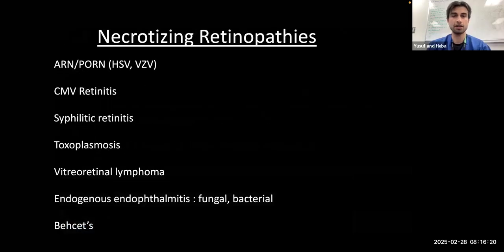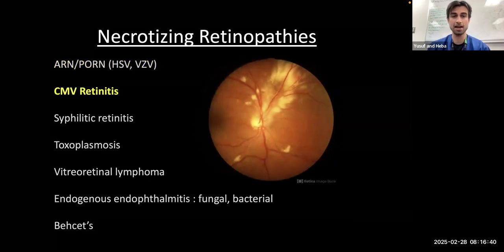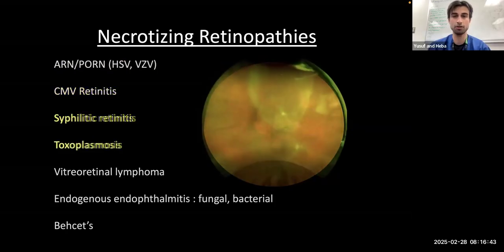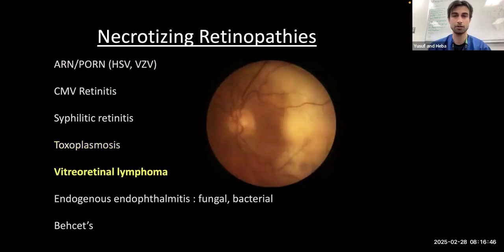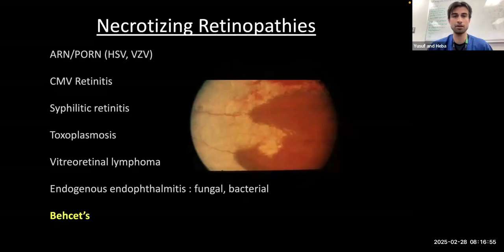There is a differential for necrotizing retinopathies, and this may not be completely exclusive, but these are the ones that come to mind when you have a patient that walks in the door with large area retinitis. Starting off with acute retinal necrosis and progressive outer retinal necrosis, we thought the patient had this initially, and it was quite a difficult case. There's CMV retinitis, syphilitic retinitis, toxo, as we had in our case, masquerade syndromes like vitreoretinal lymphoma, endogenous endophthalmitis, fungal and bacterial, and Behçet, so autoimmune conditions as well. While these all have maybe their own clinical phenotype, it can be hard to differentiate these from one another.